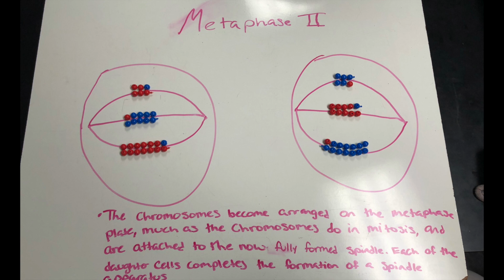The chromosomes become arranged on the metaphase plate, much as the chromosomes do in mitosis, and are attached to the now fully formed spindle. Each of the daughter cells completes the formation of a spindle apparatus. What is a spindle apparatus? The spindle apparatus refers to the cytoskeletal structure of eukaryotic cells that forms during cell division to separate sister chromatids between daughter cells. Then you have anaphase 2.